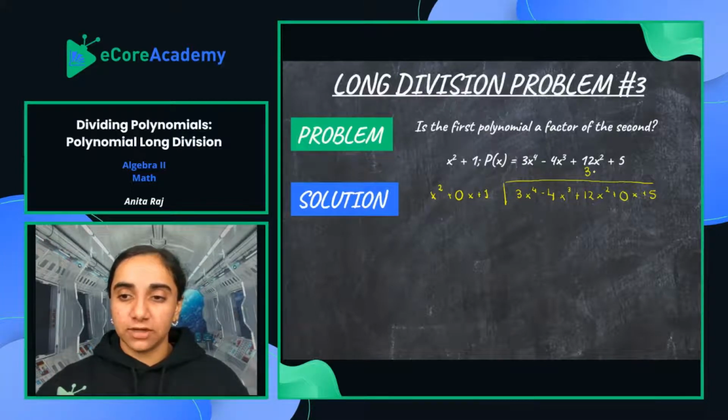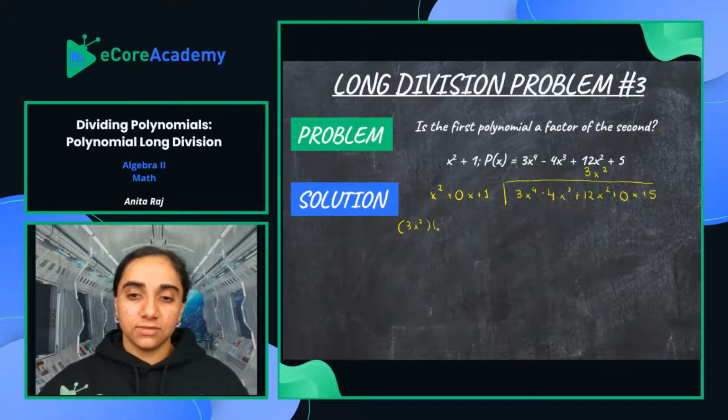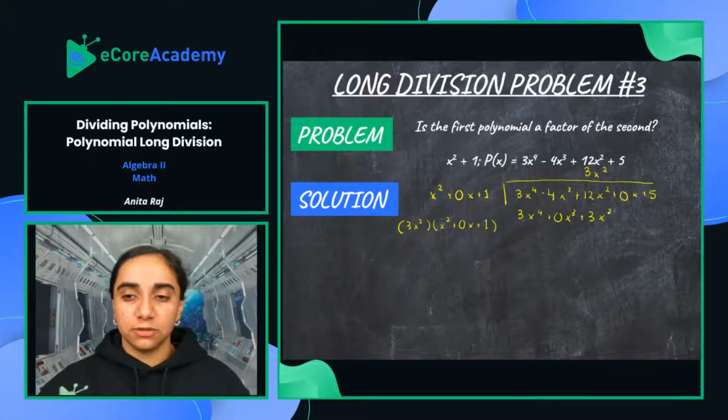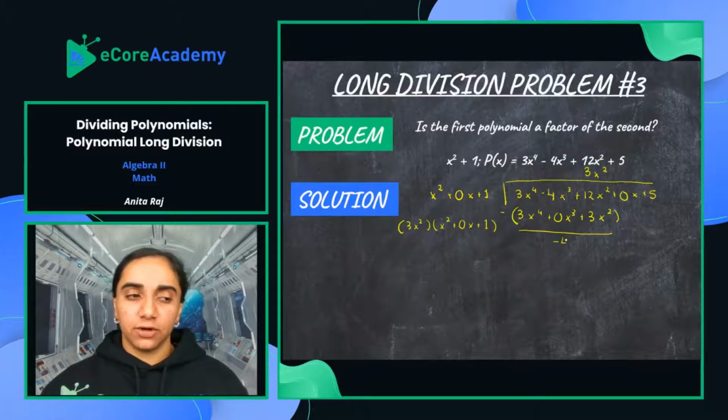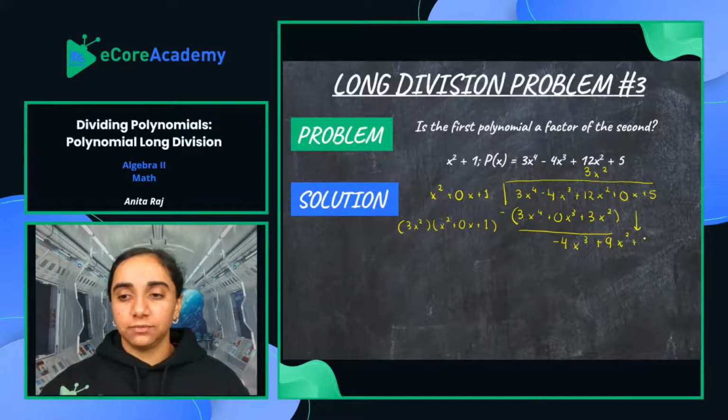So I'm going to put that over the 12x squared because they're both quadratic. 3x squared times x squared plus 0x plus 1 is going to give us 3x to the fourth plus 0x cubed plus 3x squared. If we multiply that out, we're subtracting this whole expression. So 3x to the fourth minus 3x to the fourth is 0. Negative 4x cubed minus 0x cubed is just negative 4x cubed. And then 12x squared minus 3x squared gives us plus 9x squared. We're going to drop the 0x down, which is the linear term.